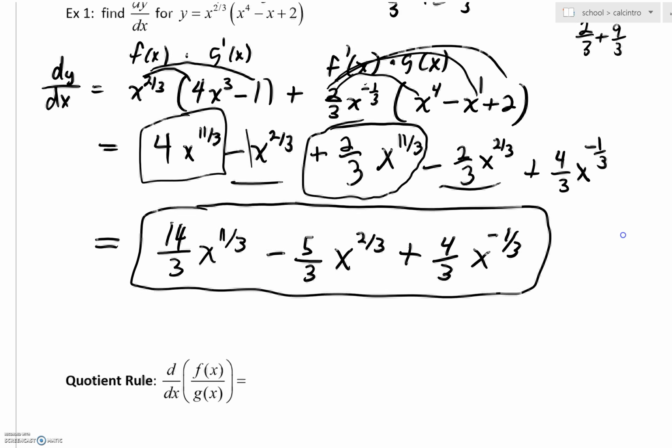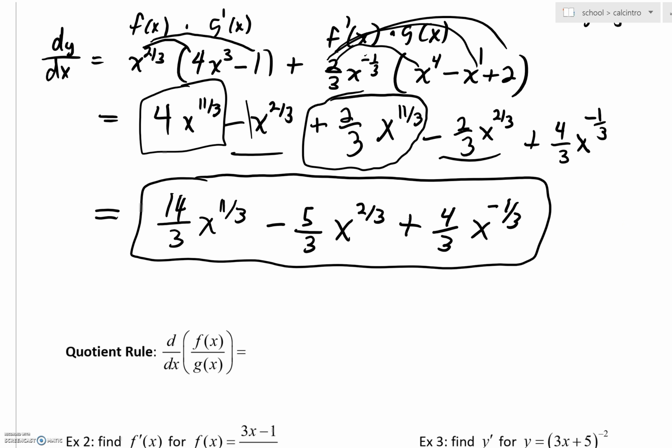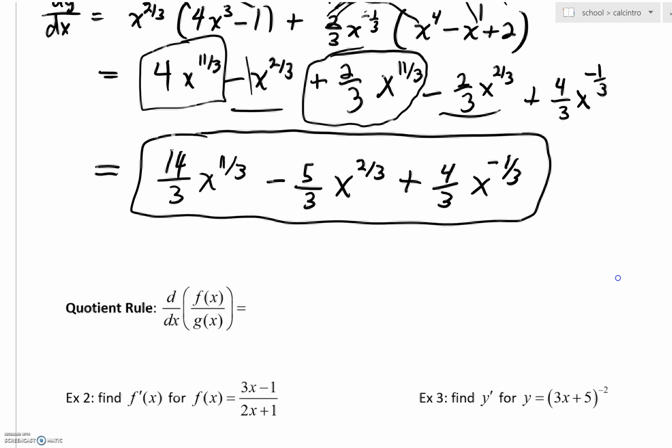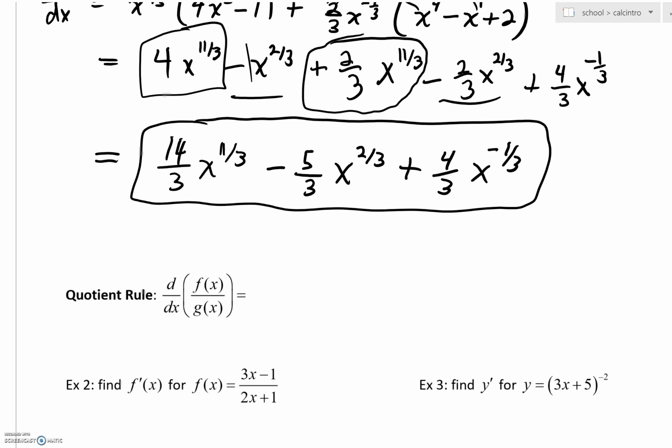Really what we're going to see, I'm just going to set up the quotient rule, and then we're going to be able to move on. With this quotient rule, we can see if we're taking the derivative of one function divided by another function. We can have a high function and a low function.